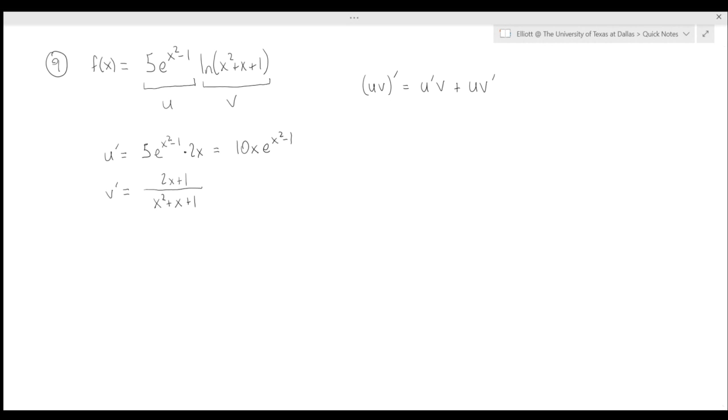So once you have your u, v, u prime, and v prime, you can plug it into the product rule. So now getting the derivative of f. According to the formula, it's u prime, so I'm going to copy down u prime. Okay. And then times v, so times the natural log.